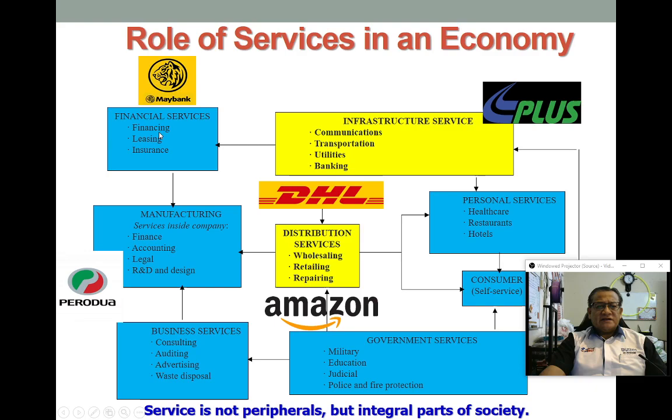So you get it from the bank, and the financial service also provides its service to manufacturing services inside the company. Inside the company, for example, in manufacturing, you have finance, accounting, legal, R&D, design, for example, like Perodua manufacturing. And it's also related to business services provided to the manufacturing, for example, advertising. On top of that, distribution services are also related to government functions of services, for example, education. So these provide, I would say, graduates or people who are qualified to take up the job, and are also related to personal services and also consumer, right?